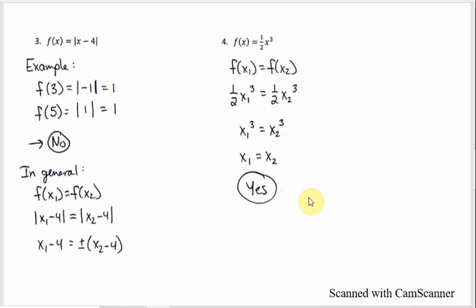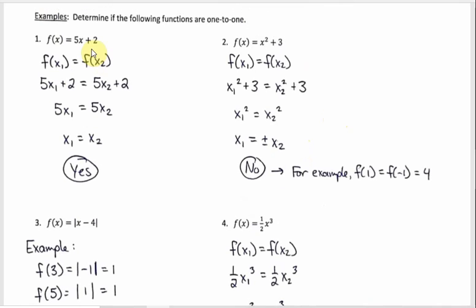So if there's anything automatic for getting a yes or a no, it's with polynomial functions. Number 4 is a polynomial, and to go back up here, so is number 1, and so is number 2. If the only powers are odd, it's going to be one-to-one. You can kind of tell, because number 1 just has an odd power and so does number 4. And if the only powers that show up are even powers, like here with an x squared, then that's going to end up being a no.